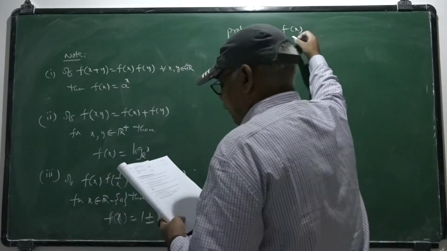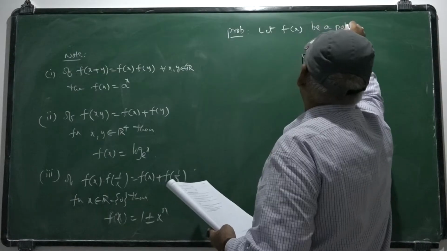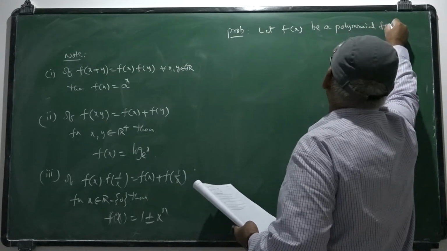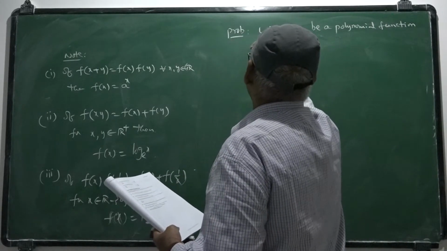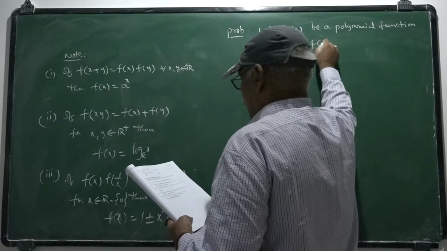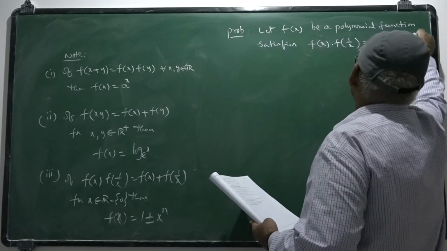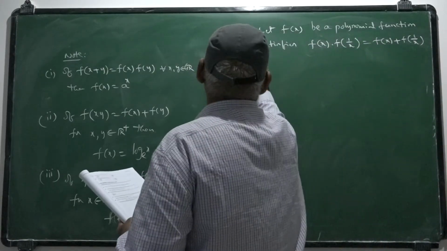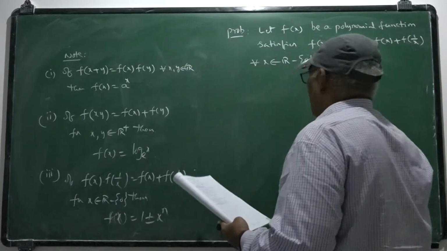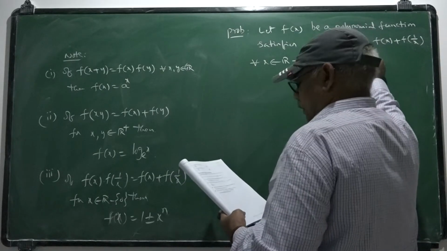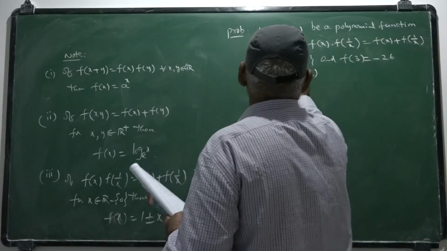Let f(x) be a polynomial function that satisfies f(x)·f(1/x) = f(x) + f(1/x) for all x belonging to the non-zero reals, and f(3) is given as minus 26. Then find the value of the modulus of f(2).